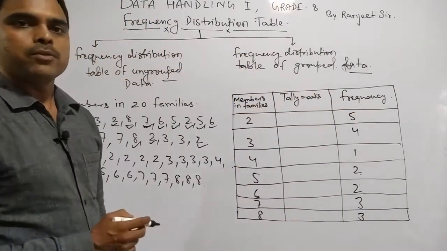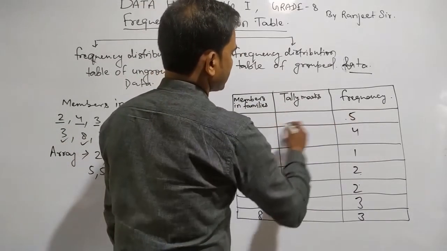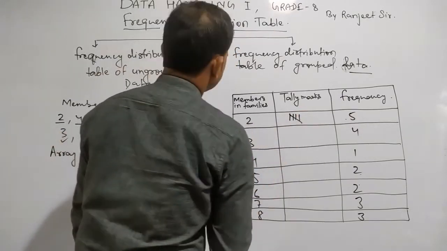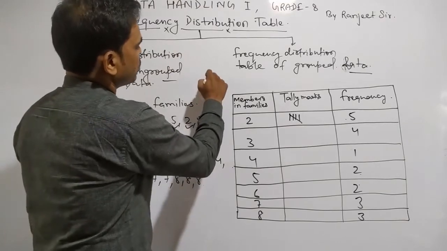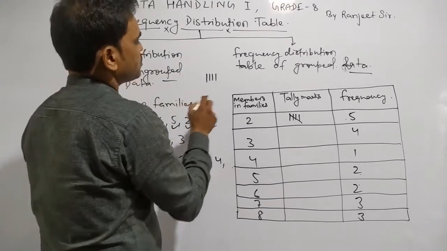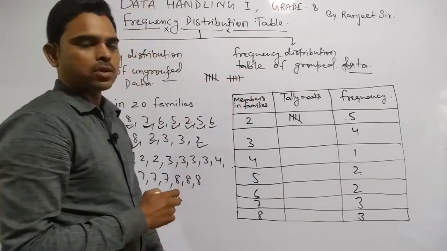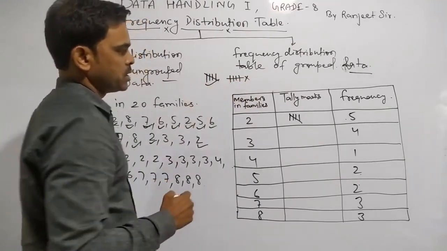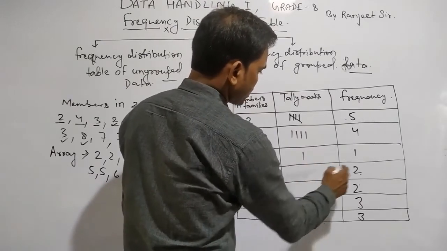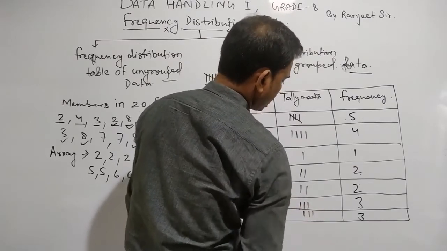Now we will make the symbol of tally marks. 5 is there, so we'll write 5 like this. In writing 5, be careful about it. You make 4 sticks, and then you do like this. You will not do like this, this is the wrong way. Now 4 is 1, 2, 3, 4 only, 1 is there, so 1 stick, and so on for the others.